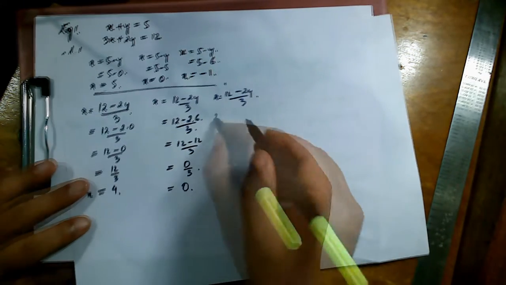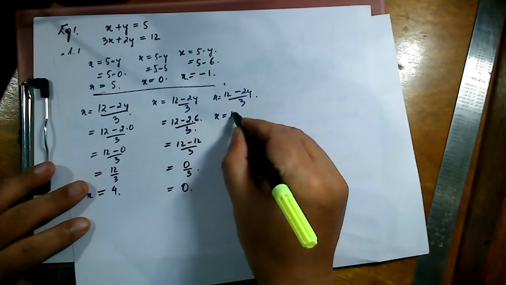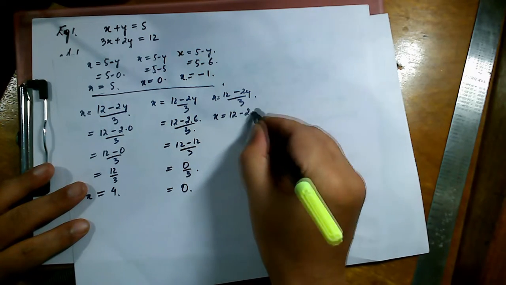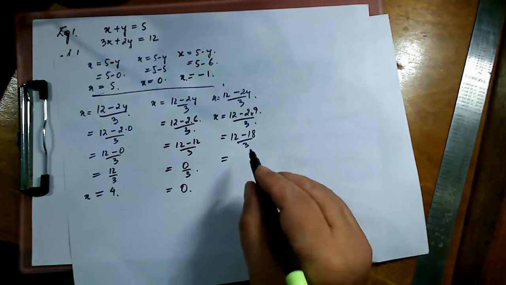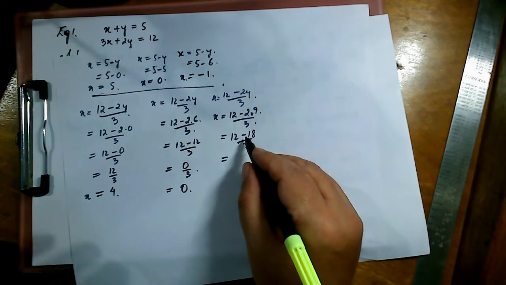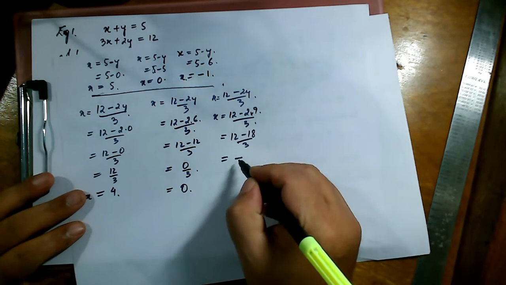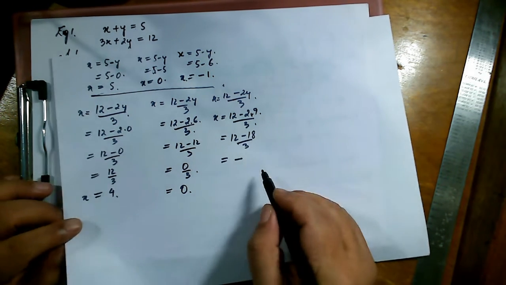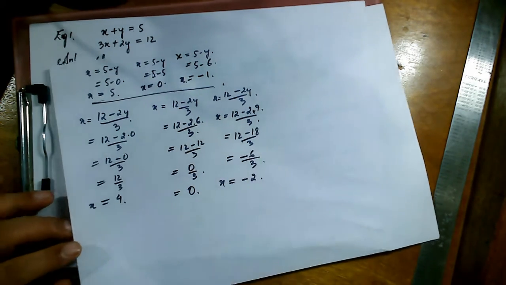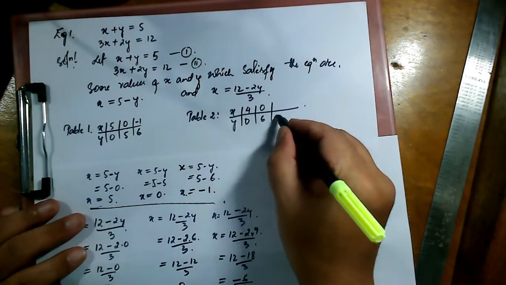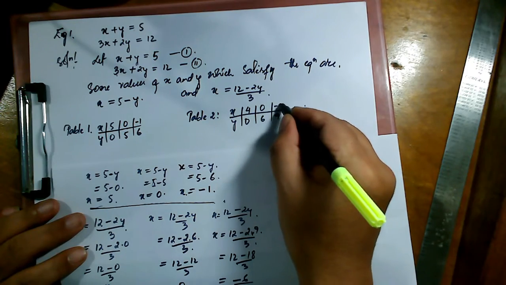And let's take one more bigger value. Let's take 9. 12 minus 2 into 9, that is 18. Now if you look at it, 18 is larger and the sign is minus, so we'll take it as minus. 18 minus 12 gives 6. 6 divided by 3 is 2, and we get the x value equal to minus 2. When y is 9, the x value is minus 2.